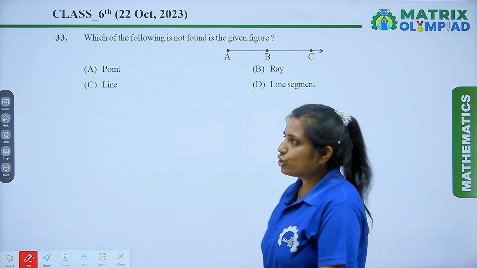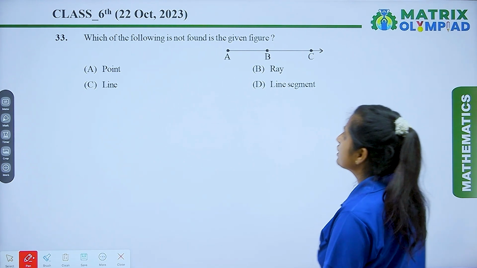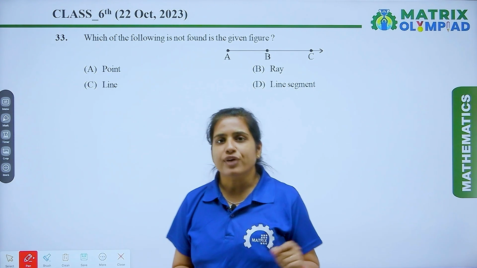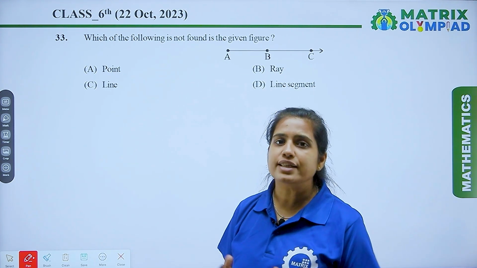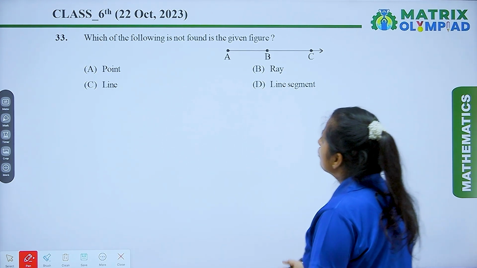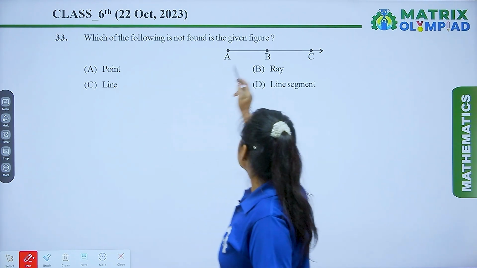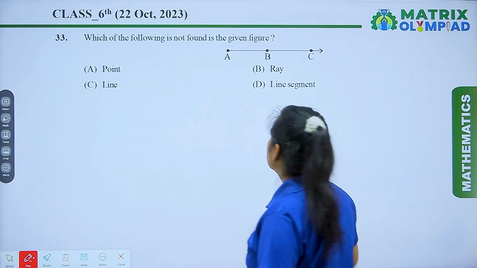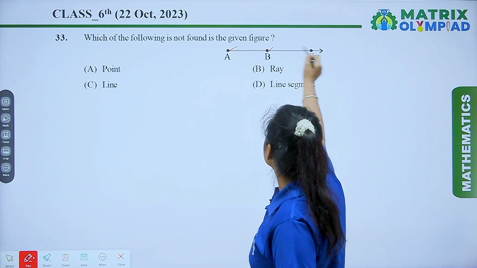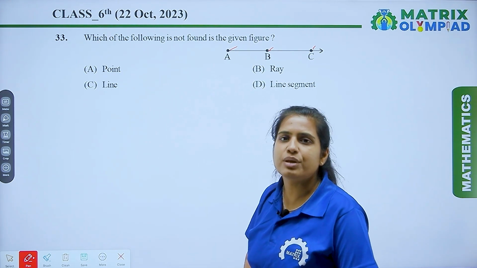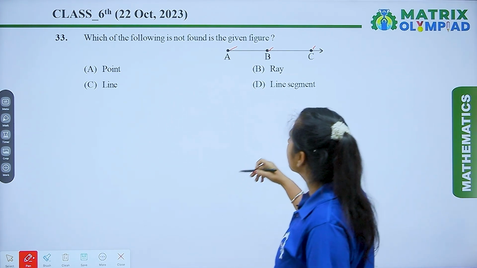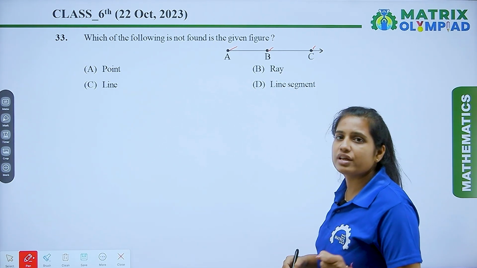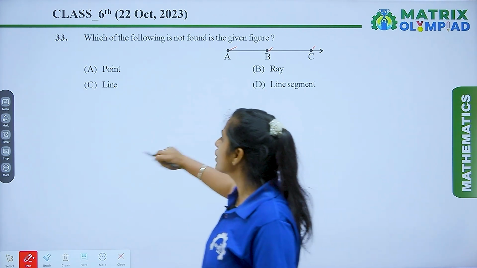Now the next question is question number 33. Which of the following is not found in the given figure? In this figure we have to find which option is incorrect. First is point. Let's check whether points are available in this figure or not. Yes, points are available, A, B, C. These are the 3 points in the figure, so option A is correct. Next is ray. Yes, we have a ray in this figure, so option B is also correct.